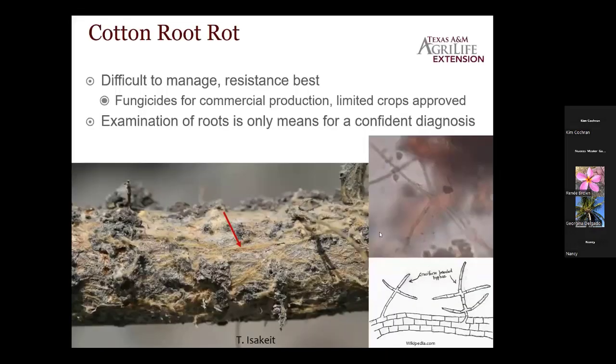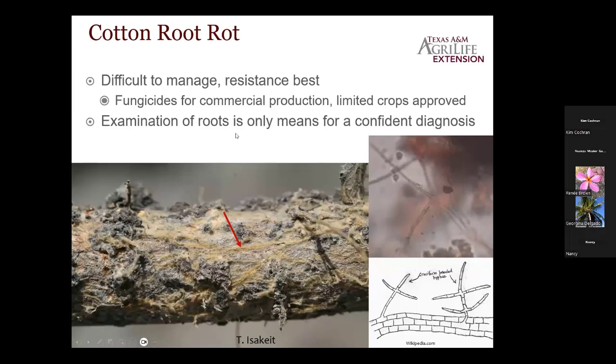It is really difficult to manage because it can live in the soil for a really long time. So we focus on replanting with immune plants. A lot of our natives are tolerant to it. Monocots are tolerant. For commercial producers, we do have a fungicide labeled, but it's only approved for use on cotton, grapes, and hopefully soon to be olives.